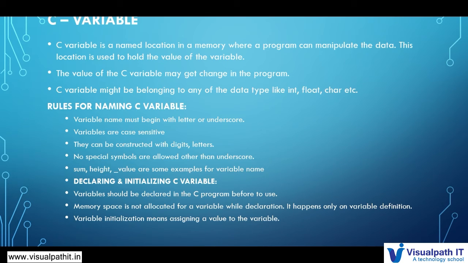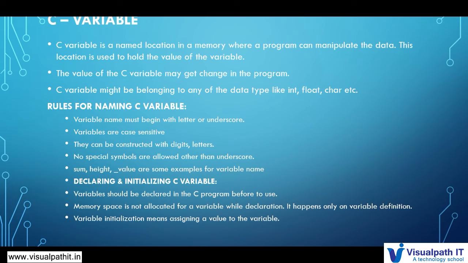So what are the rules for naming a variable? Variables must begin with a letter or underscore. It's the same as that of the identifier. All the rules are the same. They are also case sensitive. They can be constructed with digits or letters. There are no special symbols allowed other than the underscore sign. For example, height underscore value are some of the values for a variable name. Other than that, we have used age, name, integer, whatever you can use to define a variable.